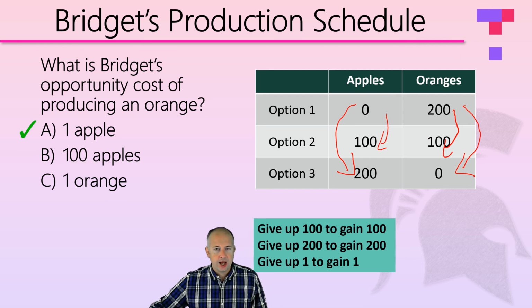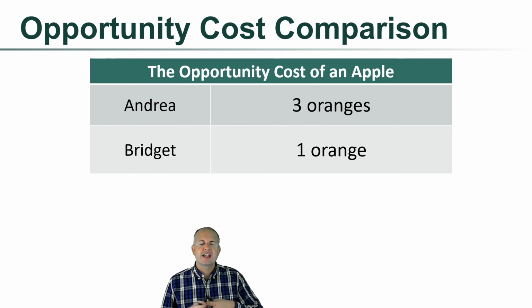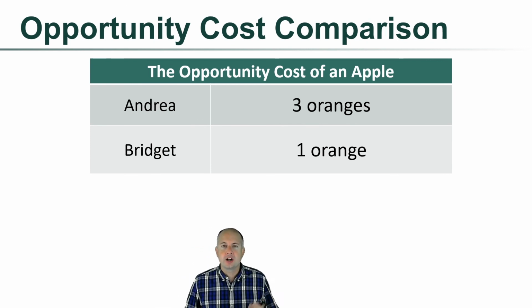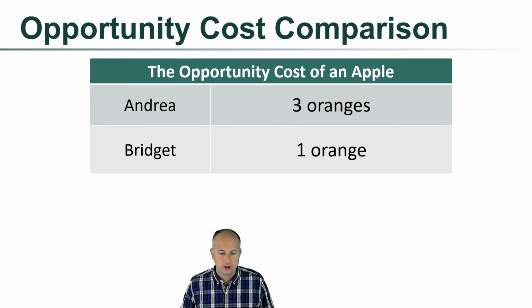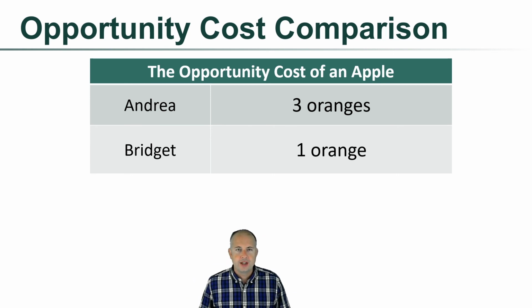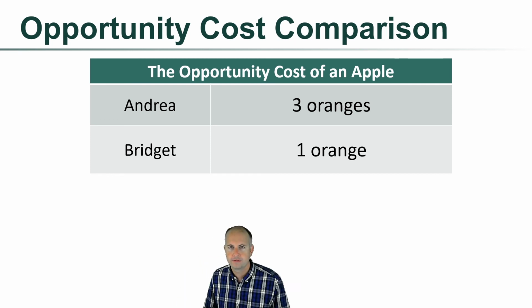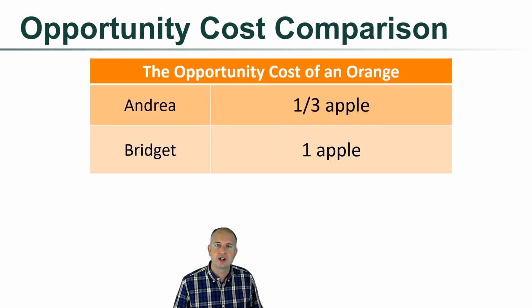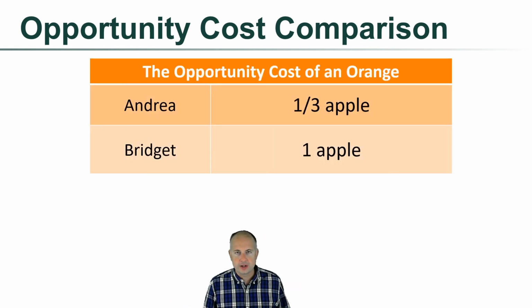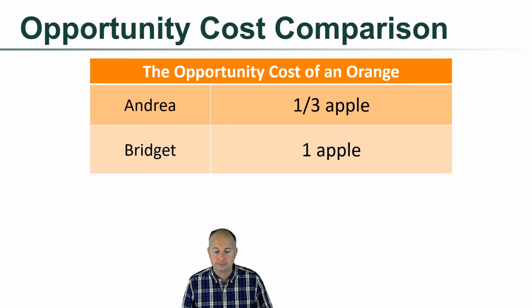So this next slide is going to summarize what we found so far. What we've done so far today is calculated the opportunity cost of apples and oranges for Andrea and Bridget. So the opportunity cost of an apple, for Andrea, is 3 oranges. For Bridget, the opportunity cost is 1 orange. How about the opportunity cost of an orange? For Andrea, the cost is a third of an apple. For Bridget, the cost is 1 apple.